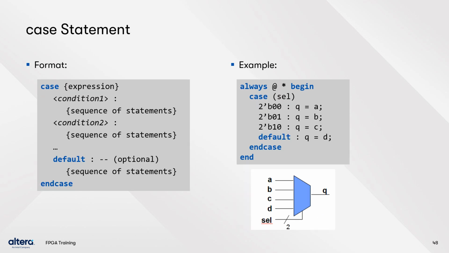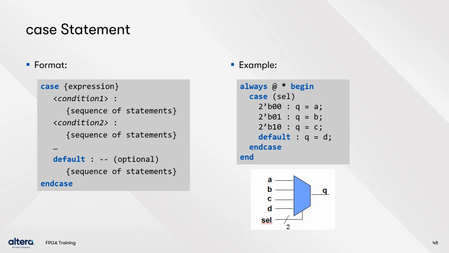In a case statement, all conditions are checked against an expression. This results in one mux with multiple inputs. Conditions are evaluated in the order they are written and do not need to be unique. The format for a case statement is the keyword case, followed by the expressions to be checked. Then comes a list of conditions followed by their corresponding sequence of statements.